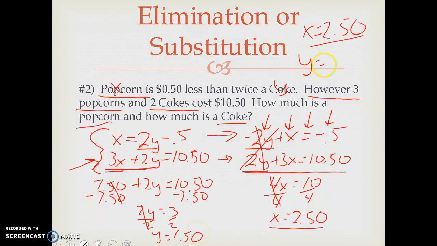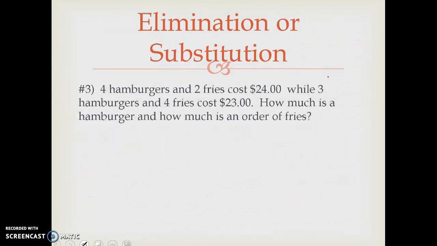And so the cost of a Coke is $1.50. And we already have the cost of a popcorn, which is $2.50. So we can answer the question by using elimination. Let's take a look at this situation here.